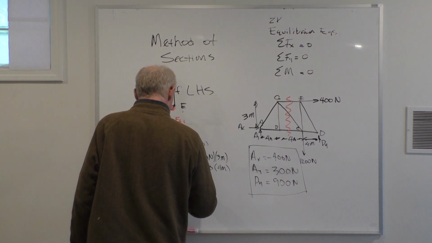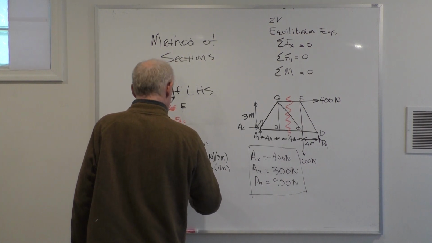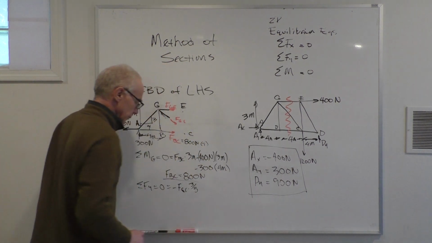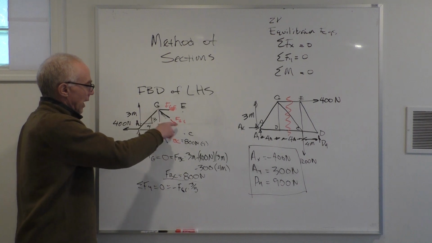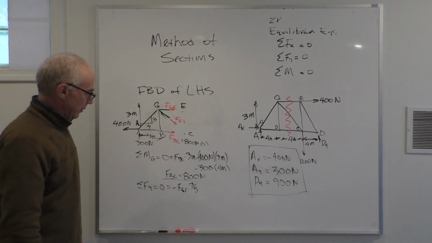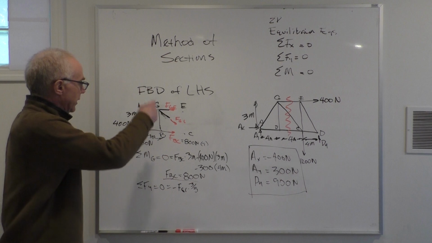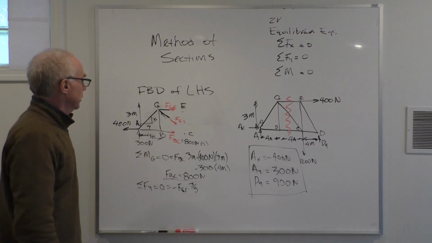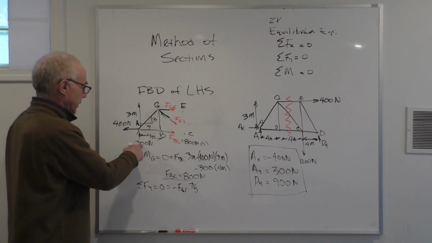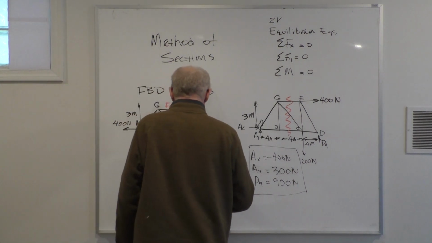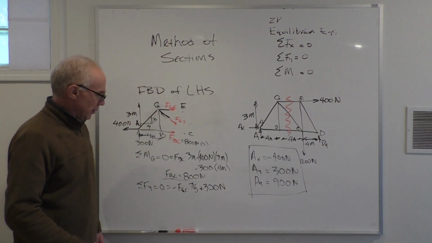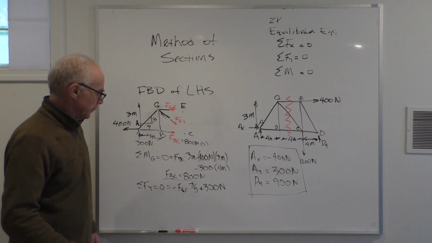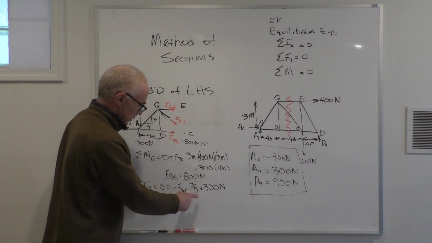Negative FGC times 3 over 5. Right, because the ratio along the hypotenuse is 3 over 5. That's the y component of FGC. And the only other y force is that one, 300 newtons, and that one is positive. 300 newtons positive.